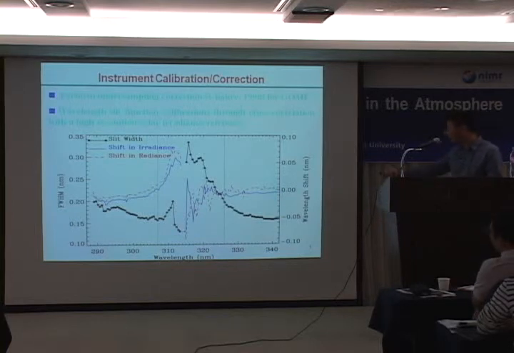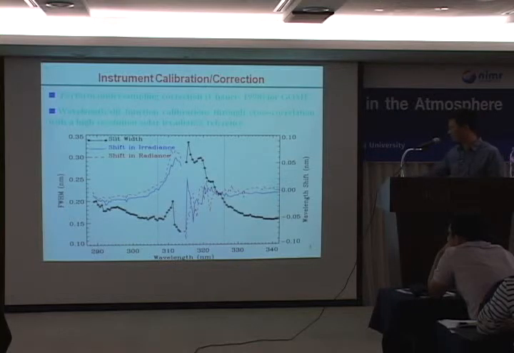Katie mentioned the slit function for GOME. It has a very significant wavelength dependence. So you have to account for that very well in the retrieval algorithms.